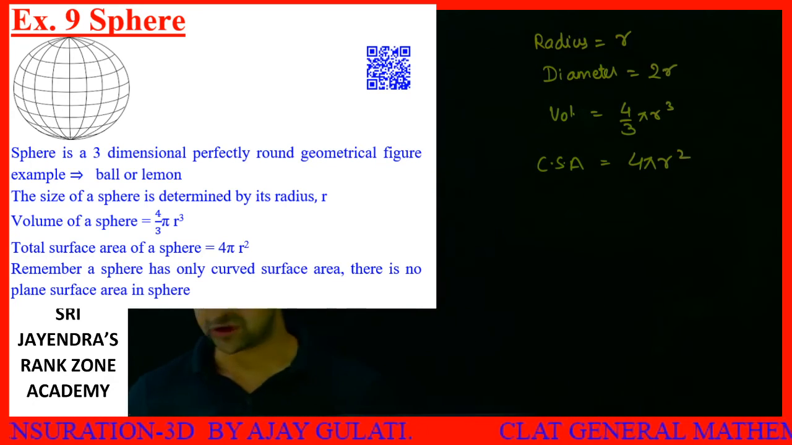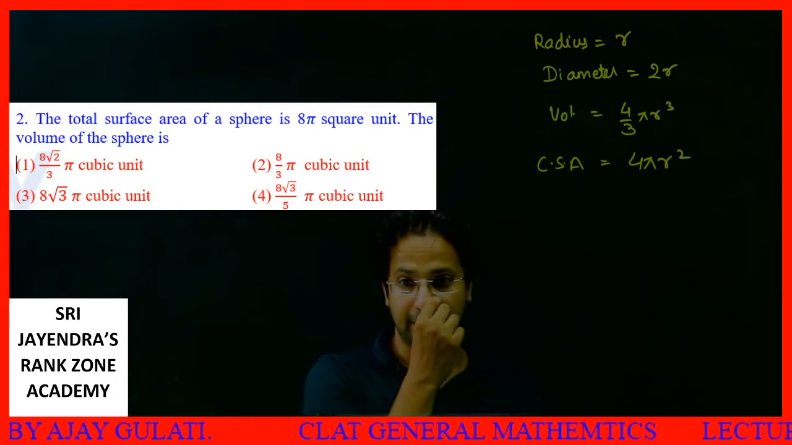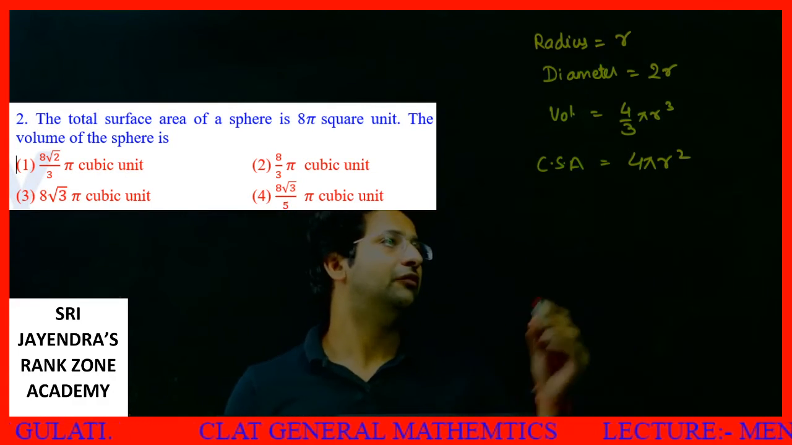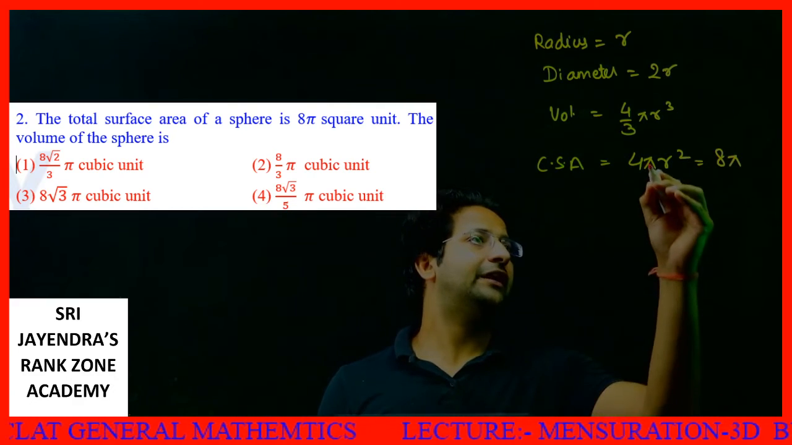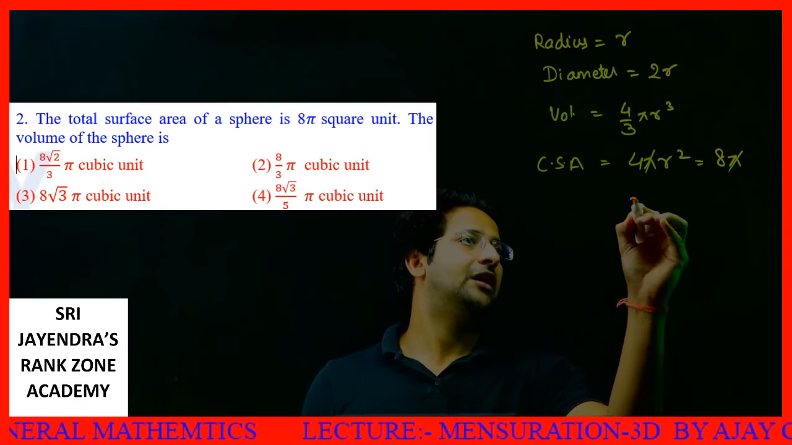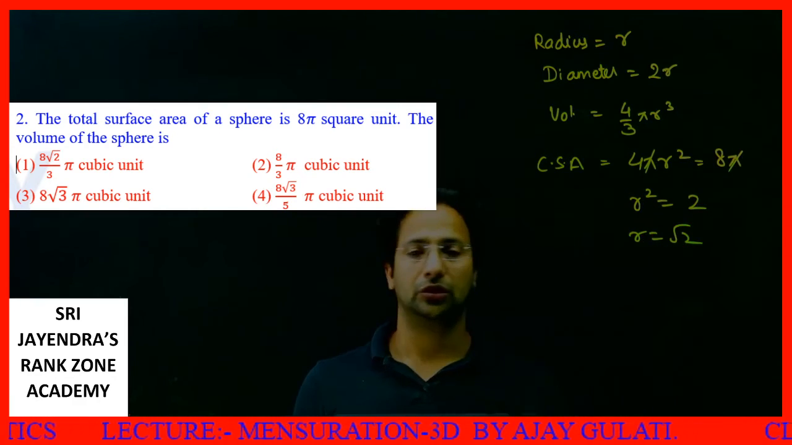Let's start with questions. The total surface area of a sphere is 8 pi square units. The volume of the sphere is, we are given this as 8 pi. Okay, whatever we can cancel, I cancel. Pi to pi cancel. I'll get r square. 4 cancel with 8 to give me 2. R comes out to be root 2.